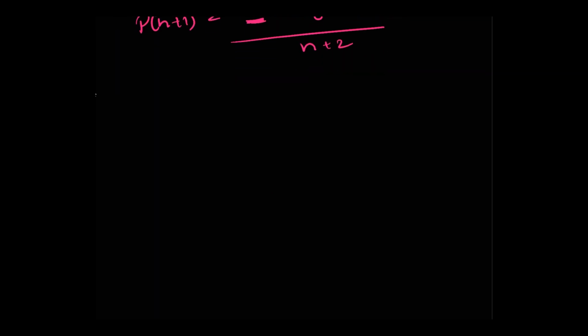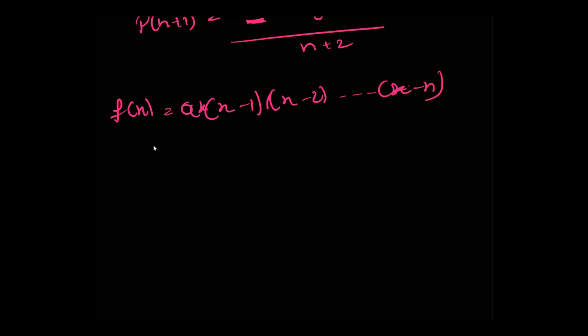To find out a, we know that f of x equals 0 has roots, and f of x is a times x into x minus 1 into x minus 2 and so on up to x minus n. Take f of x, which can be written as p of x into x plus 1 minus x, equals a times x into x minus 1 and so on up to x minus n.